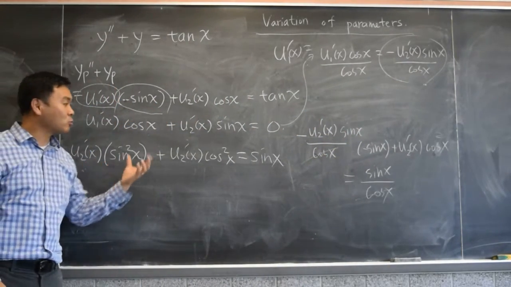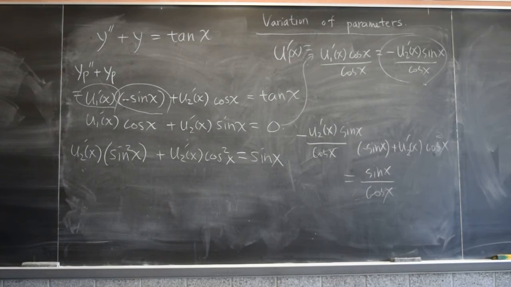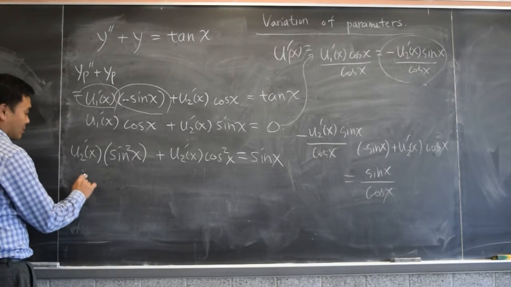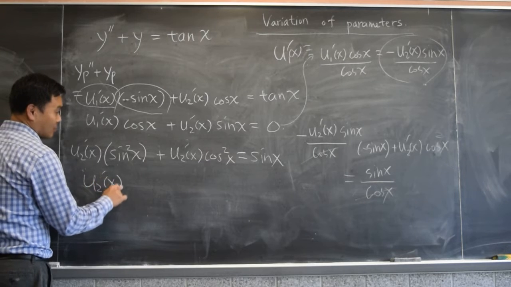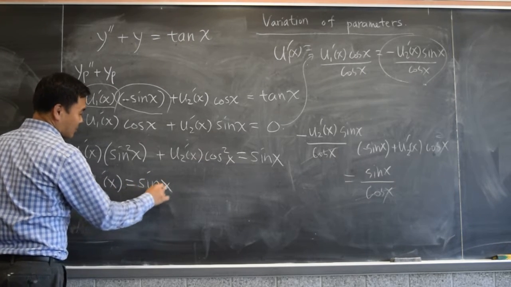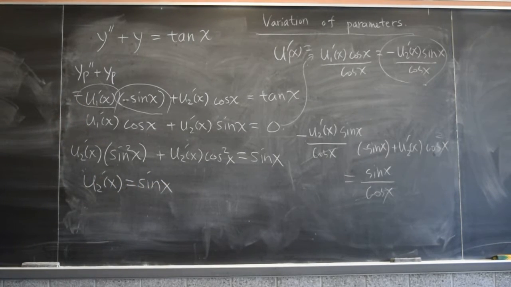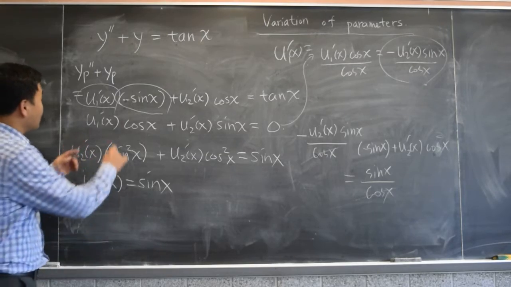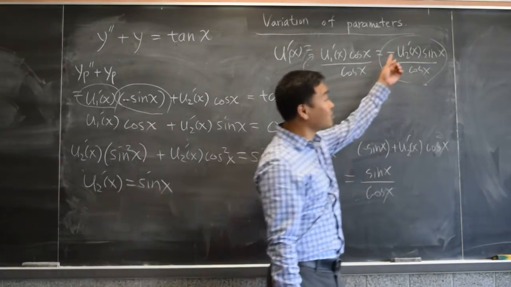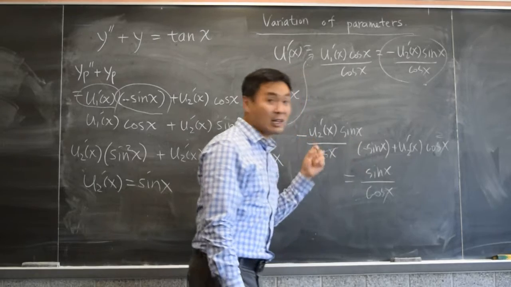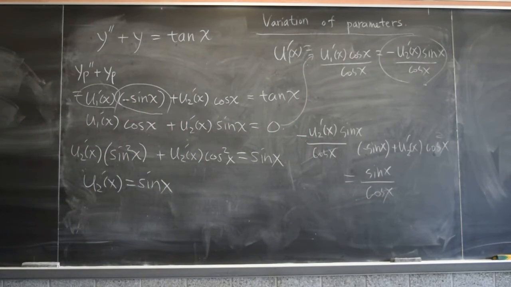All right, now sine squared plus cosine squared, what's that? 1. So what do you get on the left side? Wait, what happened to the negative? Oh, isn't this nice? What did we do with the negative? There was negative u2 prime, so here's a negative times here negative sine x. Here's another negative. If you multiply the two negatives, it becomes positive. So we got u2 prime of x as sine x.